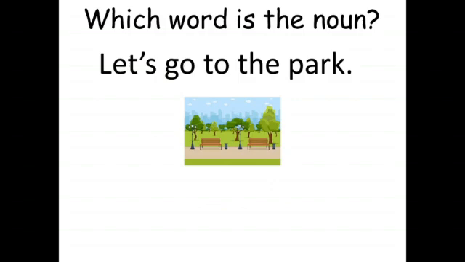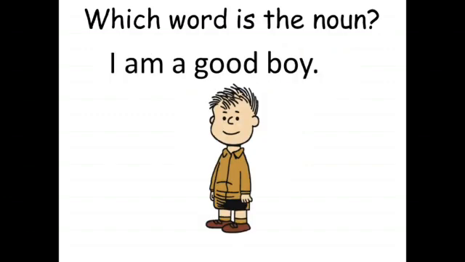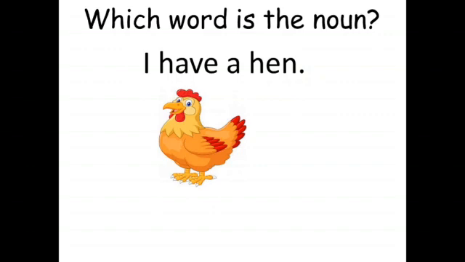Let's go to the park. Which word is the noun? Think about it. Very well done. Park is a noun because it's a name of a place. I'm a good boy. Which word is the noun? Think about it. A noun is the name of a person, place, thing, or animal. And the sentence is: I am a good boy. Yes, you're right. Boy, because boy is a name of a person. Which word is the noun? I have a hen. Think about it. Yes, you're right. Hen is a noun because it's a name of an animal.